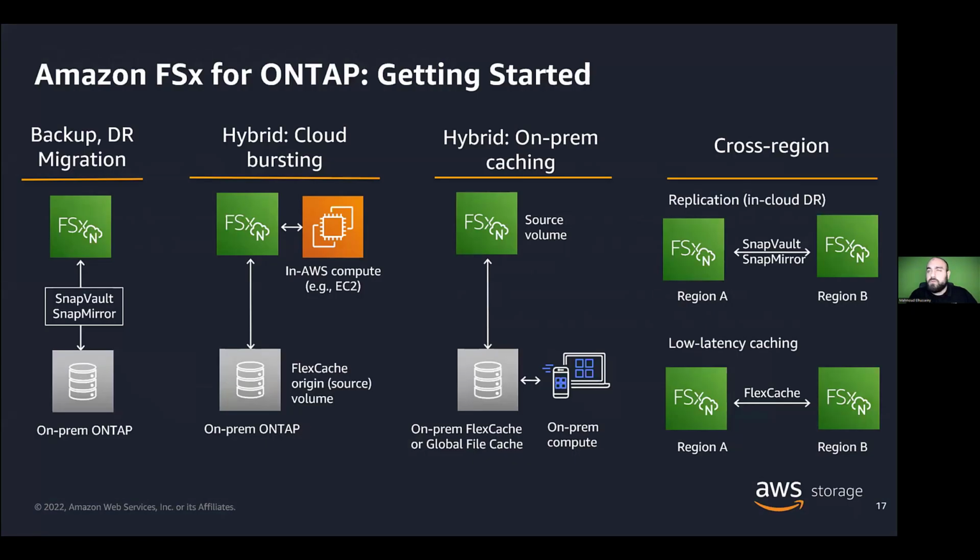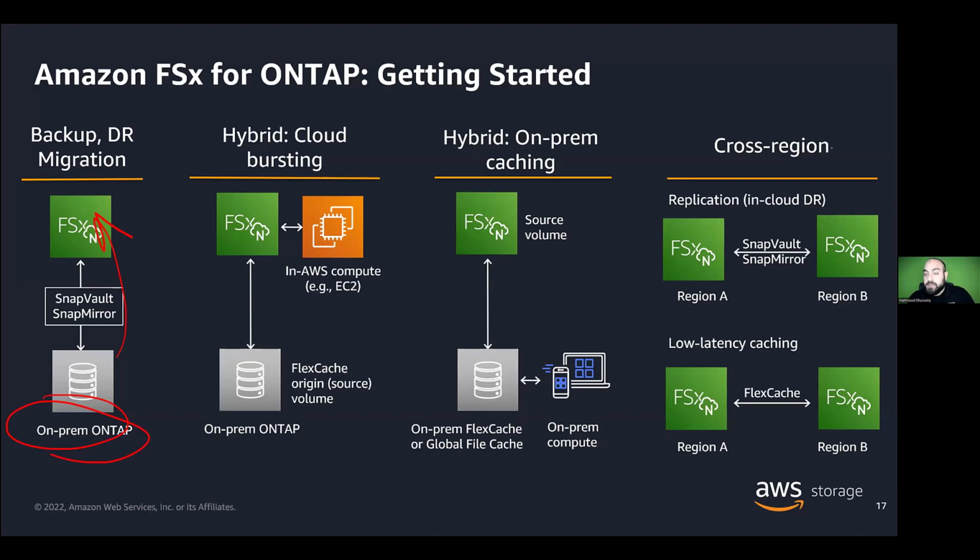Now, how or when I would use it? As I said, if you are already a NetApp customer today, you can just do the SnapMirror or SnapVault from your primary on-prem to AWS, or you could do this hybrid approach. So I could have my volume running on the cloud and I just want to cache it on-prem or cache it on the cloud. Both options are available.